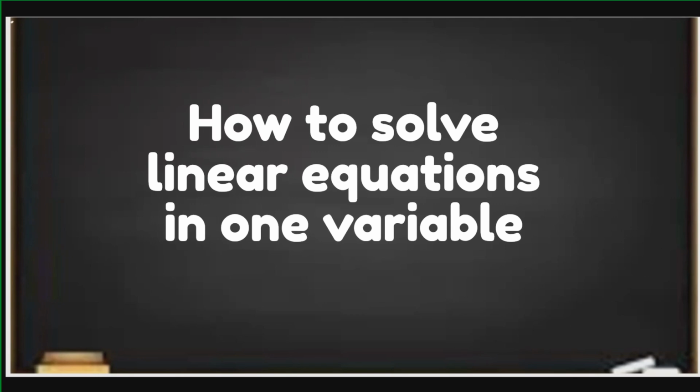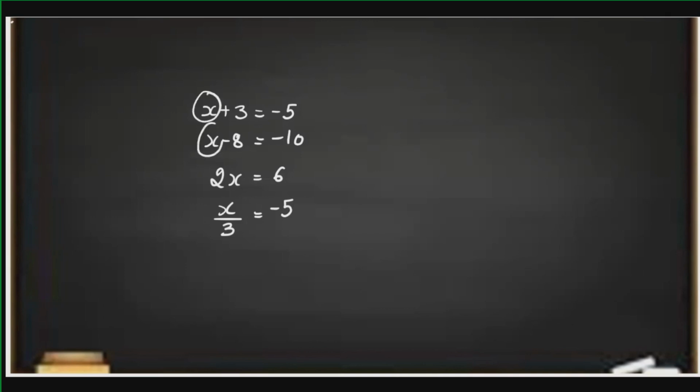Today we will learn how to solve the linear equations in one variable. For example, x plus 3 is equal to 5, x minus 8 is equal to minus 10, 2x is equal to 6, x over 3 is equal to minus 5. In these equations, whatever alphabets you can see are called variables.